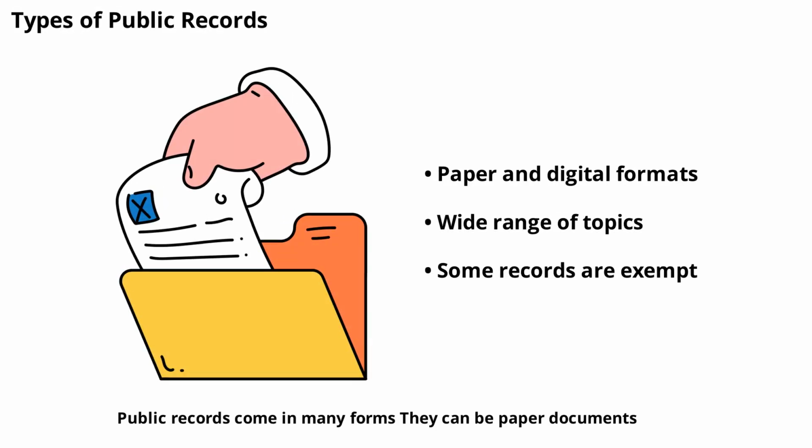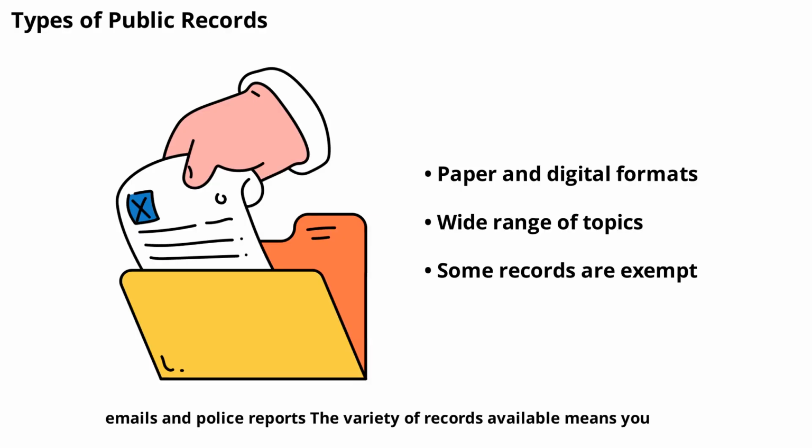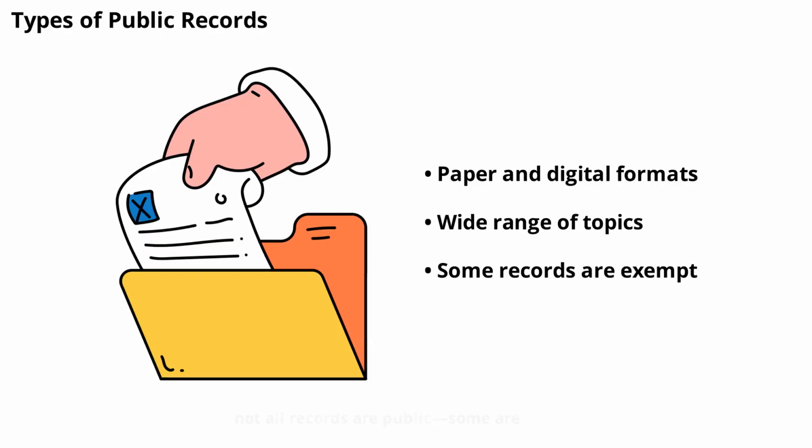Public records come in many forms. They can be paper documents, digital files, photographs, audio recordings, or even videos. Common examples include government contracts, meeting agendas, budgets, emails, and police reports. The variety of records available means you can request a wide range of information depending on your needs and interests.